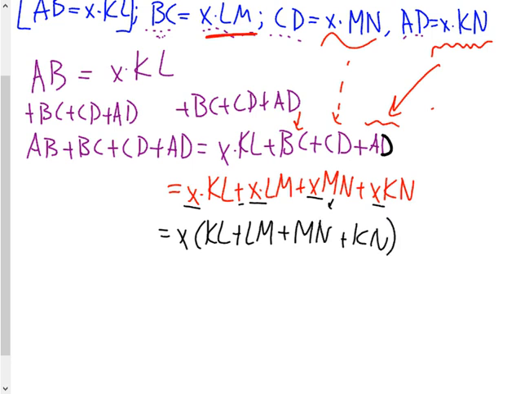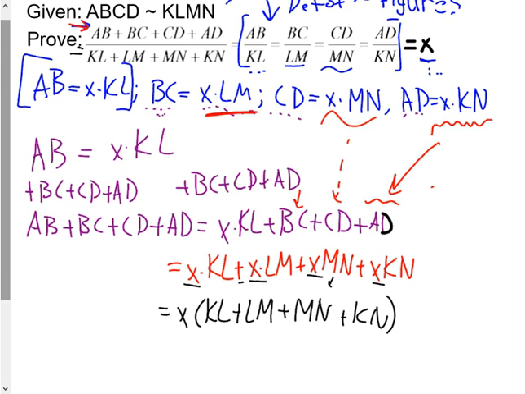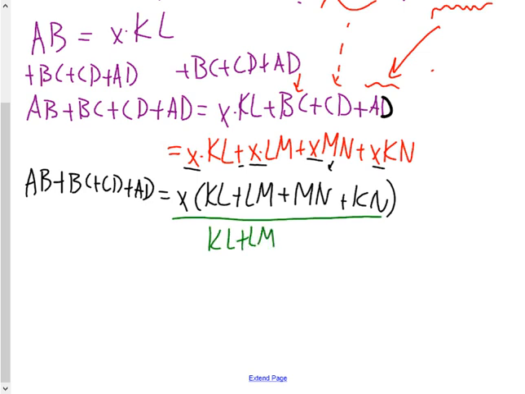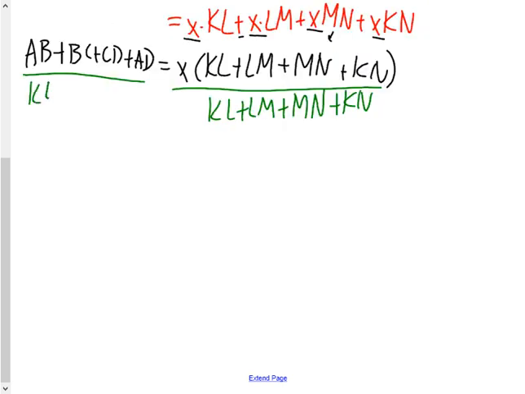And that looks an awful lot like the denominator, which is great. So now we have the numerator on one side, something that looks like the denominator on the other. And so we're going to divide both sides by KL, LM plus MN plus KN to get our answer. At that point we're kind of done with the proof. Just got to clean it up.